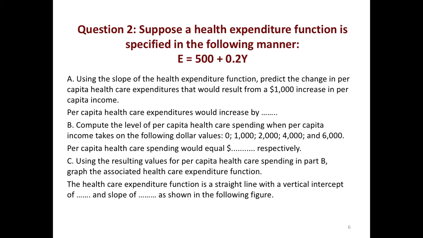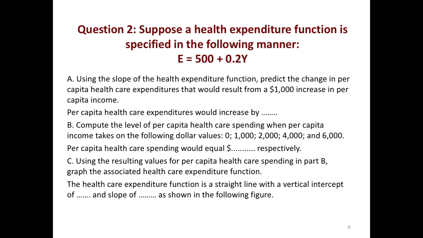Plus 0.2y. The 0.2 shows the slope, the multiplier, basically the change in healthcare expenditure annually by change in your annual income. So y is annual income. If your annual income, based on the question, increased by 1,000, then 0.2 multiplied by 1,000 means your healthcare expenditure is going to increase by how much? By 200. The multiplication of 0.2 by 1,000 gives you 200.